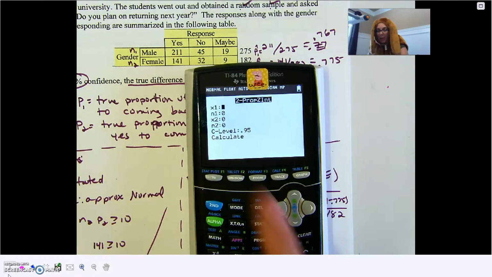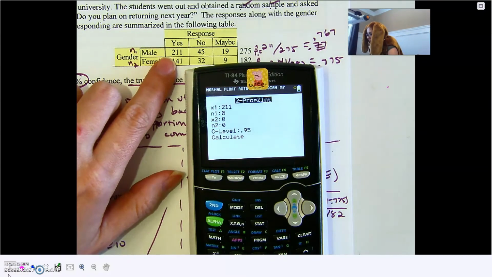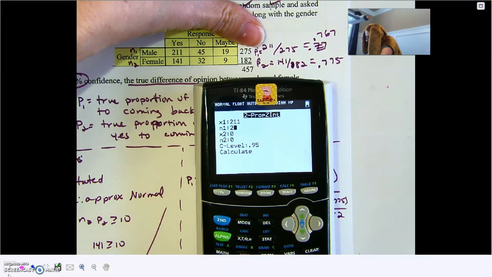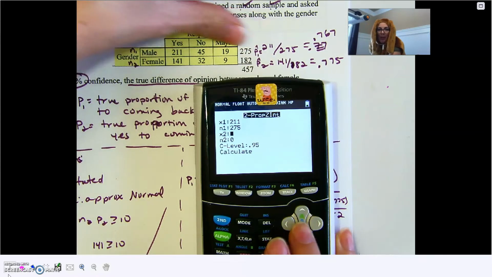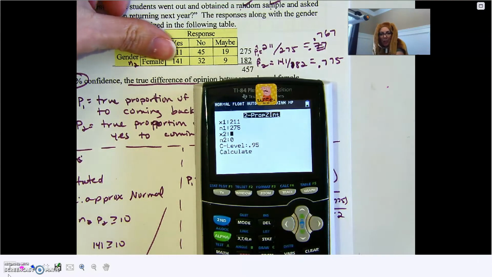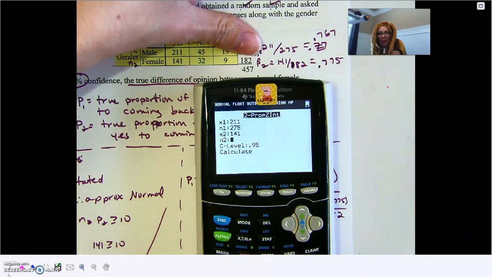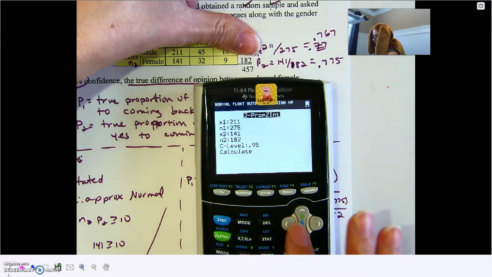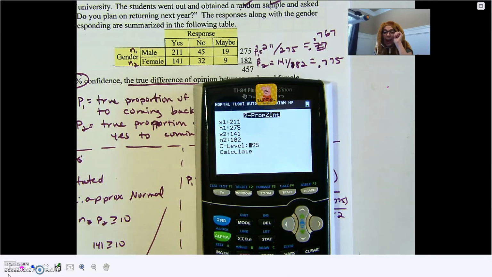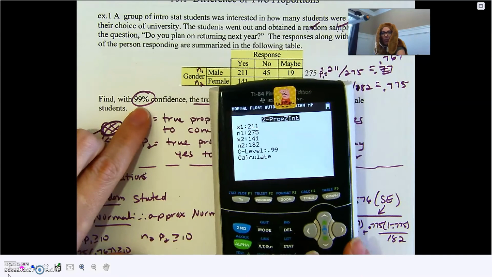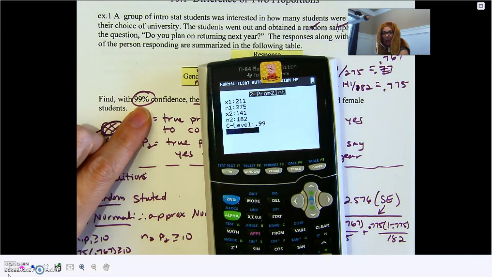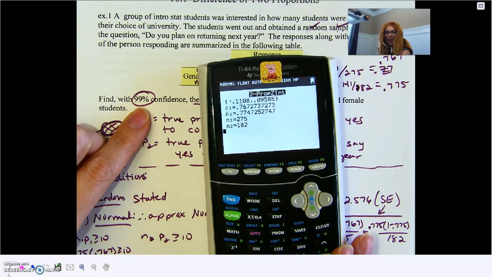Our first group, we've got 211 males out of 275 that we surveyed. The next group is our female numbers. We had 141 that are coming back next year out of 182. Then the calculator wants to know, how confident do you want to be? I want to be 99% confident, so I'm going to put in 0.99. That's what the problem wants. And then calculate, and it's going to run it for us.